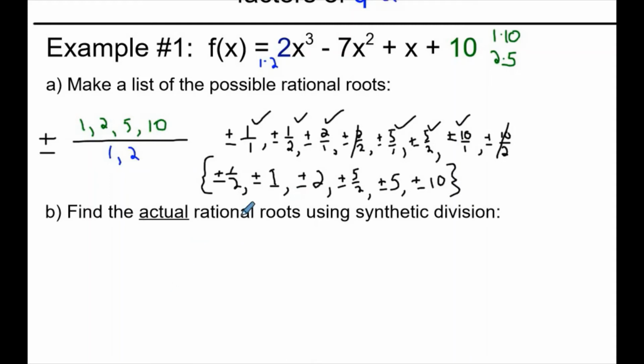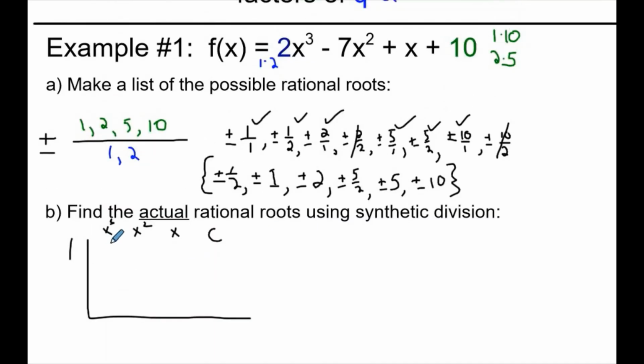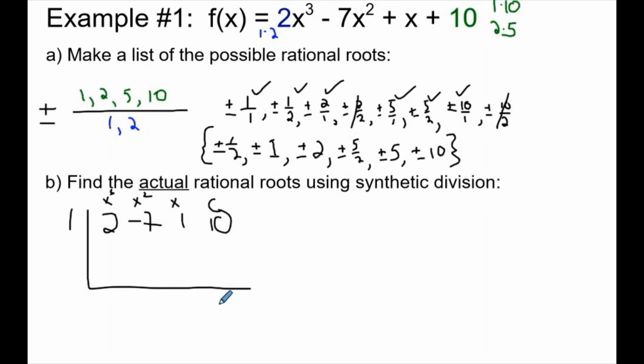So let's pick something that's reasonable. I'm not going to start with 1/2. I'm going to start with 1, and then I'm going to use synthetic division. The original problem has a cubic term, a squared term, an x, and a constant. So let's go get those coefficients. They're 2, -7, 1, and 10. I got those from right here, 2, -7, 1, and 10. And let's see if we get a 0. If we don't, we need to move on, and we'll eventually find one. Luckily, synthetic division is fairly quick.